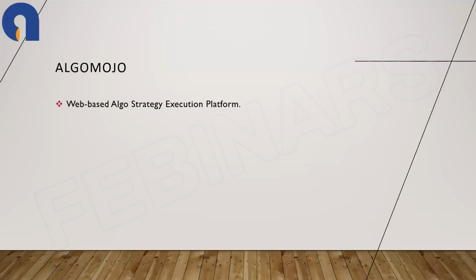Algomojo is a web-based trading platform. It's more of an execution bridge. We act as a bridge between your broker account and your charting platform. It's web-based. We don't have an app or any other application to be downloaded. You can open any browser and log into our website and proceed further towards trading into your accounts.